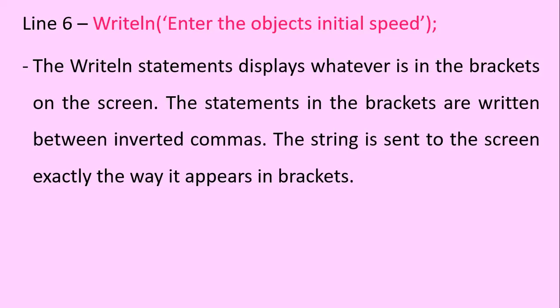So in this case, when the compiler encounters line 6, writeline, then enter the object's initial speed, the statement that will appear on the screen for the user to read and do as required is enter the object's initial speed.